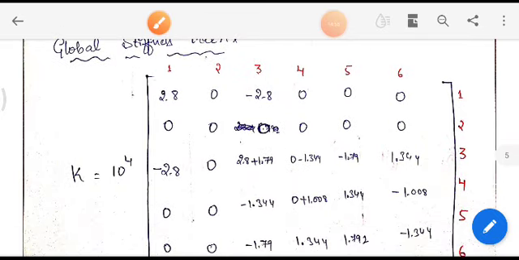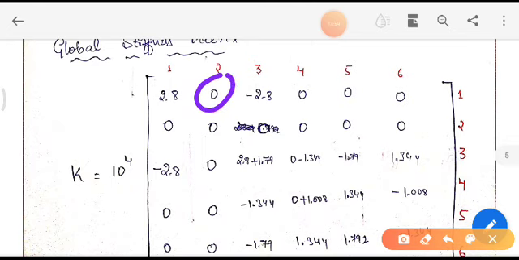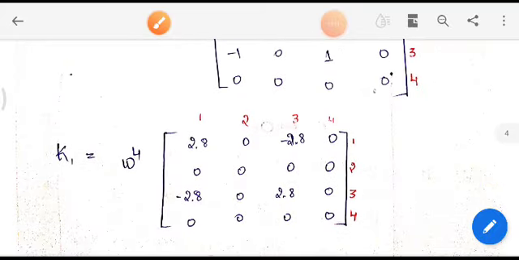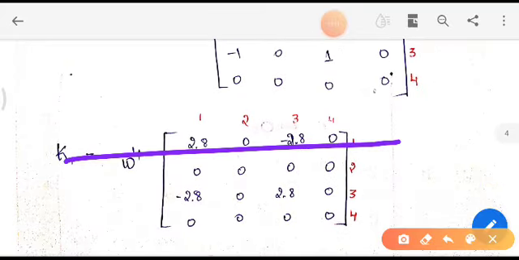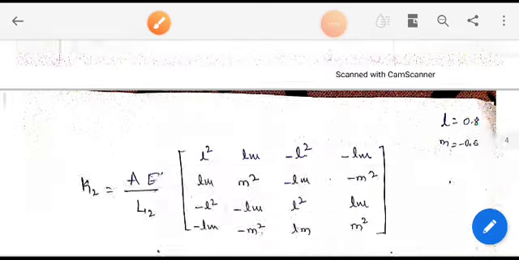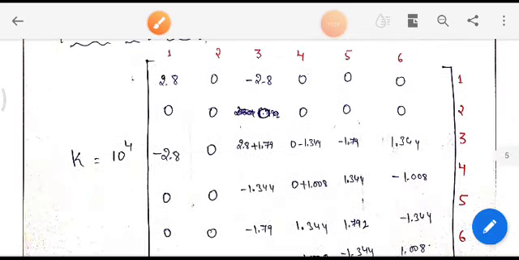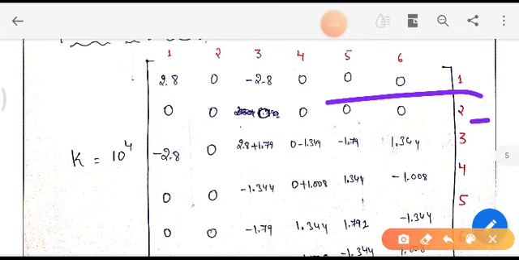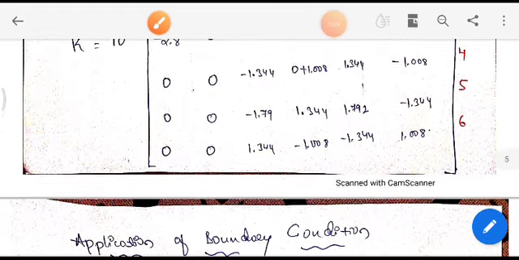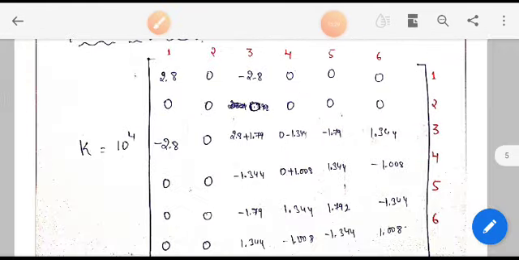Next, to determine the second element, 0, we need to see here, this is first row, second column, where we have 0. First row, second column. Again we need to go to the first matrix. This is our first row, and in the second column we have 0 over here. This 0 we have written. Similarly, we need to calculate for all the rows and all the columns. Then you will get this entire global stiffness matrix.